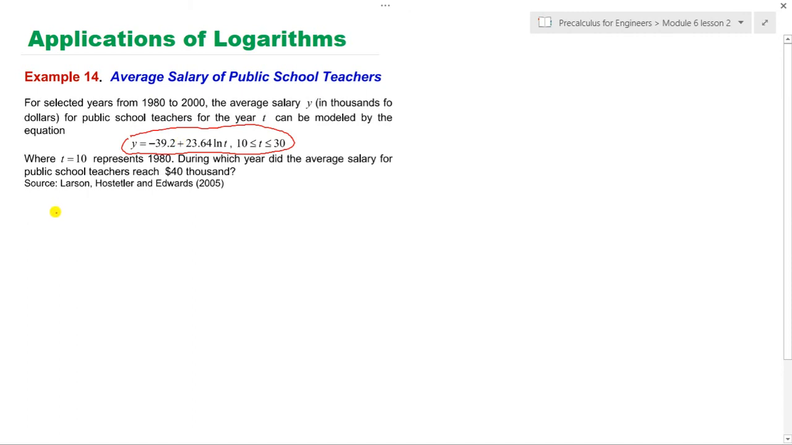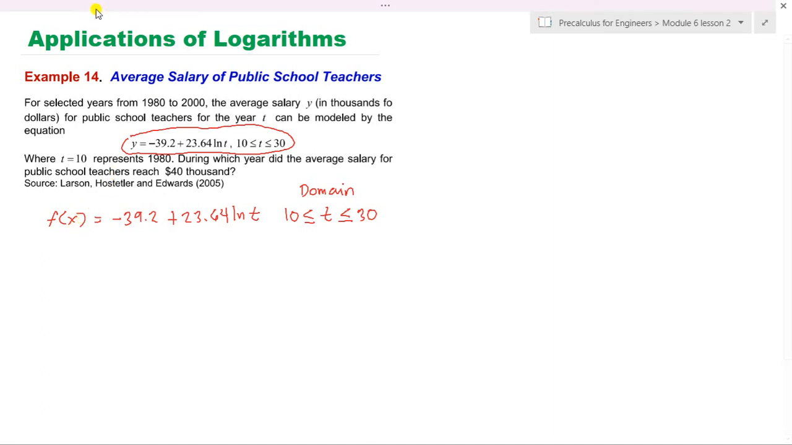So, ato isuwat og dako ang equation, that is f of x is equal to negative 39.2 plus 23.64 ln of t, such that the domain of our time here is nag-start siya sa 10, then mo-end siya sa 30. So, mao ni ang domain nato. Remember, for a function na siya domain. Kaya nga atong independent nga variable kay t man, ang atong dependent kay f of x equals to y. F of t din siya. This is f of t.